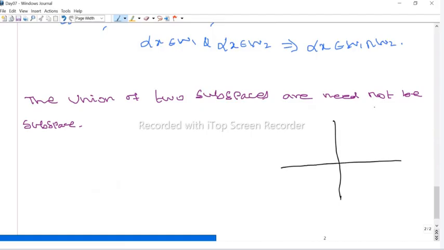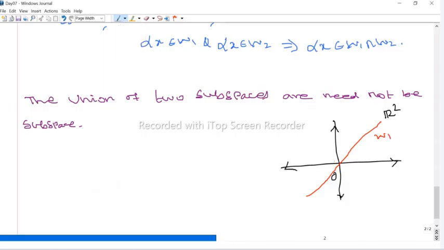Therefore, suppose we consider R2. We know that in R2 the subspaces are all the lines passing through the origin; any line passing through the origin is always a subspace of R2. Suppose we take two lines. Suppose I am taking one line, a line passing through the origin, this line. This is one subspace, I call it W1.